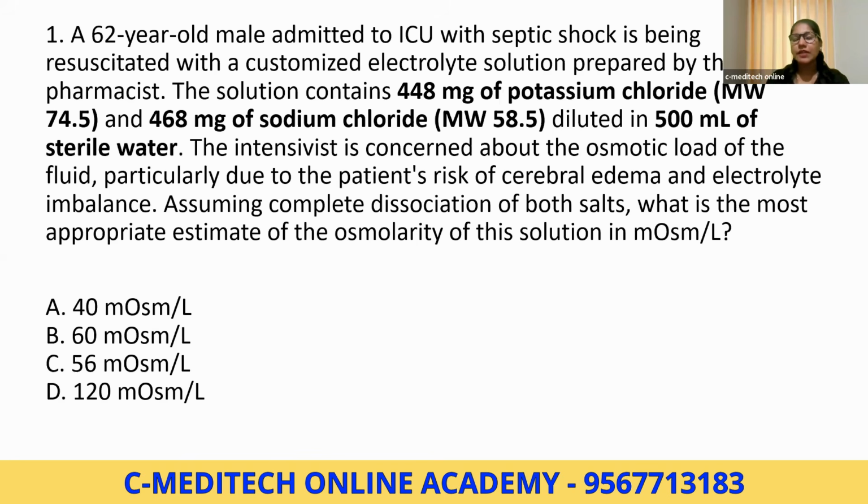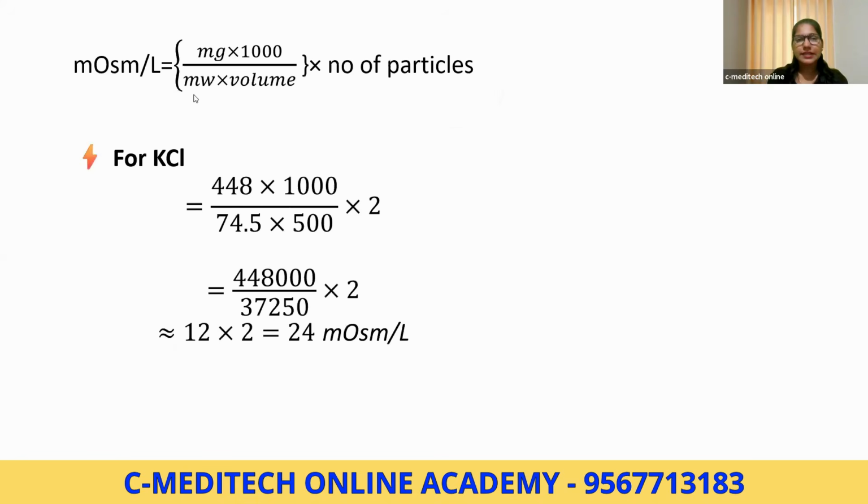Milliosmolar per liter can be easily found out by finding millimoles times number of particles. Either you can find by using this formula or you can substitute in this formula completely. That is, milliosmolar per liter is equal to milligram into 1000 divided by molecular weight into volume into number of particles. In this case, we are multiplying by 1000 because here we are asking about milliosmolar per liter, not about osmolarity. We have to convert it into milliosmolarity. That is why we are multiplying here with 1000.